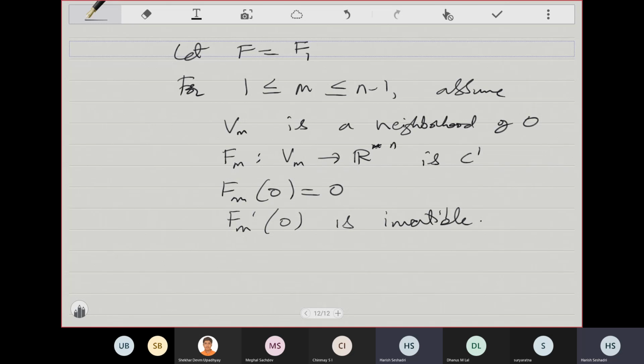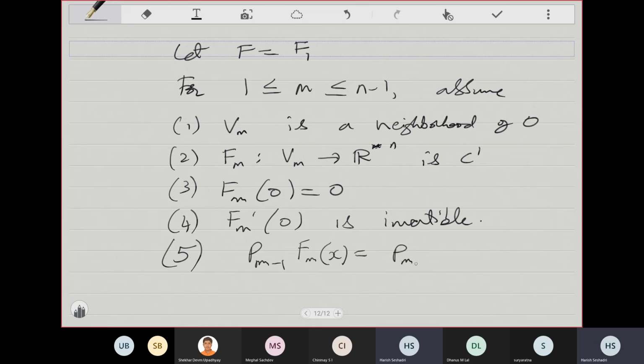Well, this is not the final thing, so let me write 1, 2, 3, 4. The final thing is the main thing. These are all trivial things, whatever I've written here. The final thing says that you can ensure Pm minus 1 Fm x is Pm minus 1 x for all x in Vm. So what does this tell us?